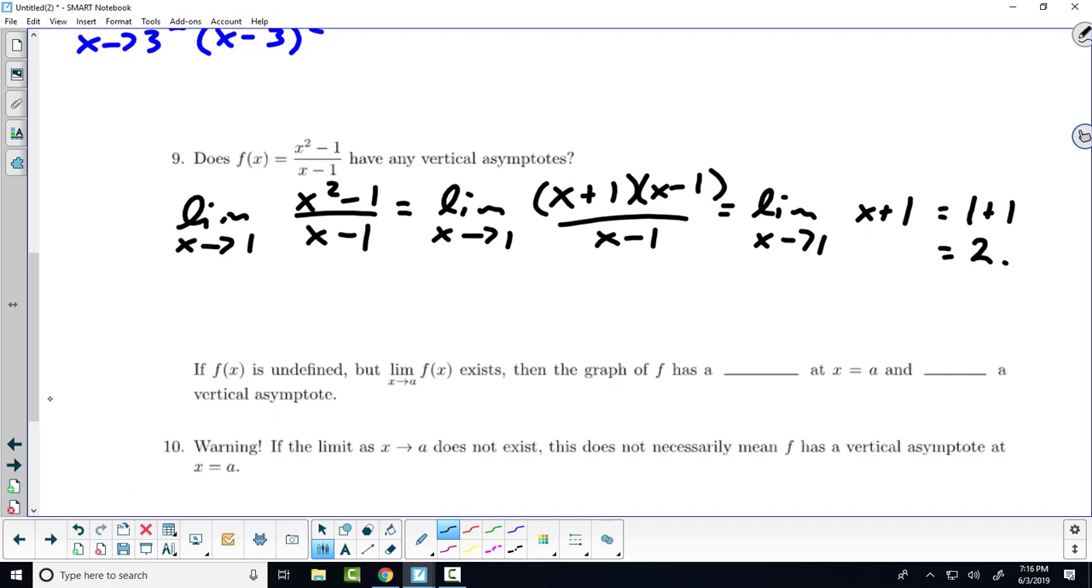So what are the left and right hand limits? They're also 2, right? If the limit proper is something, then the left and right hand limits have to agree, correct? So they're also 2, so they're not infinity either. So there are no vertical asymptotes. In fact, what do we have at x equals 1? At x equals 1, f has a hole.